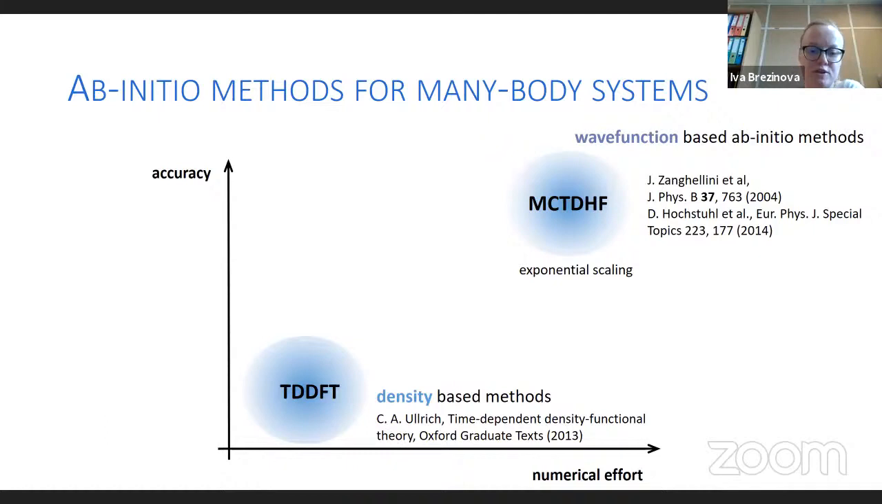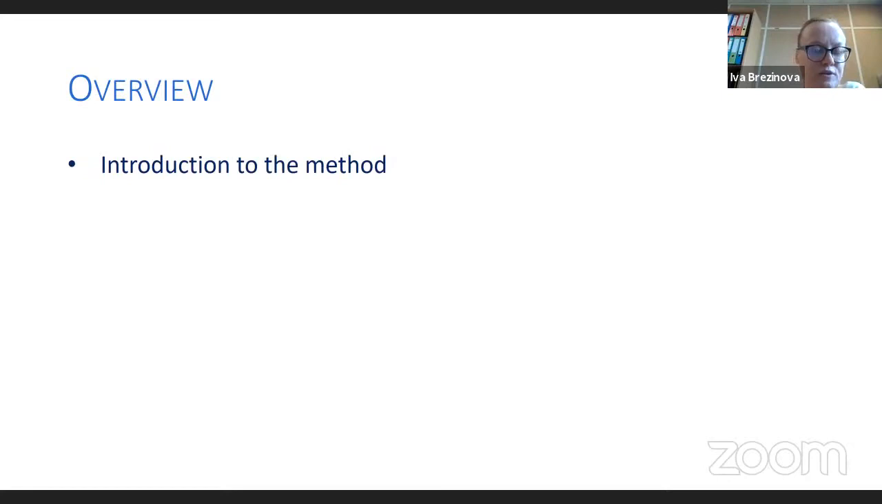But we thought there is a huge gap in between. And our aim was to find something that is also polynomially scaling, but more accurate. So we wanted to have a theory that is polynomial scaling, but much more accurate than TDDFT, and maybe close to as accurate as a wave function based method like MCTDHF. And I will show you in the following whether we succeeded or not to find such a theory. So the overview is, I will introduce to you the method and then I will show you first application. So let me start with that.